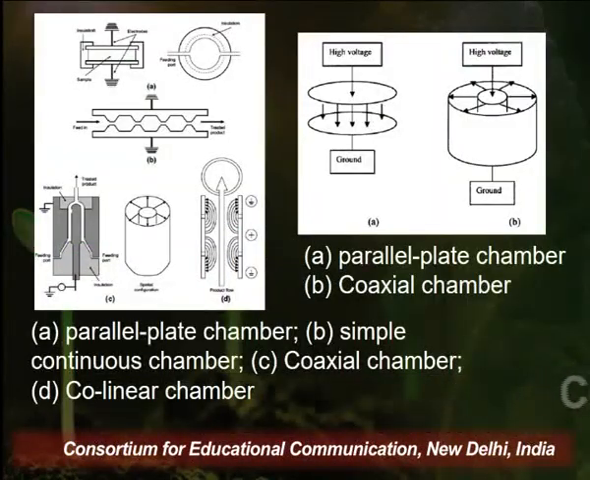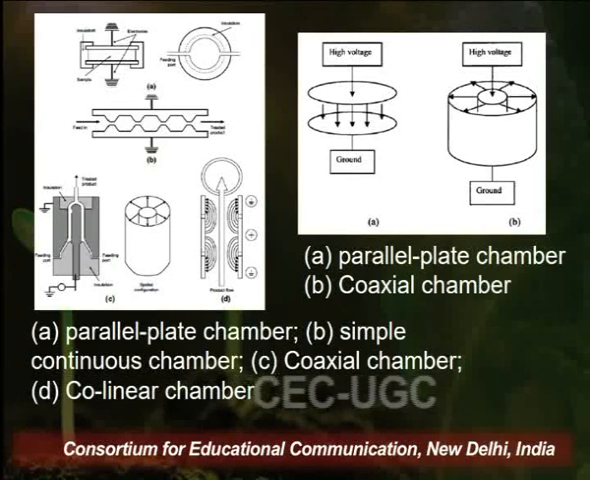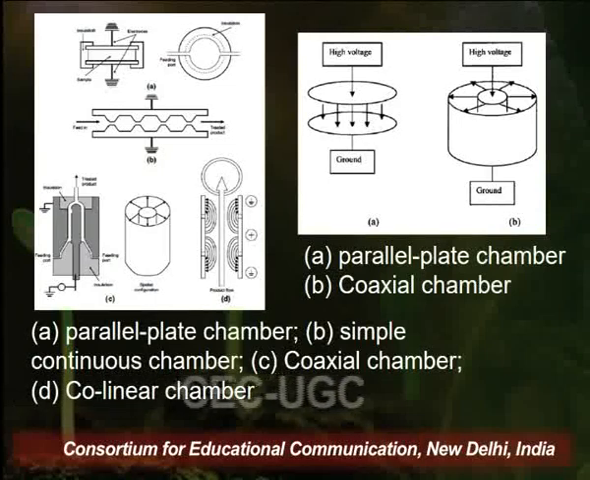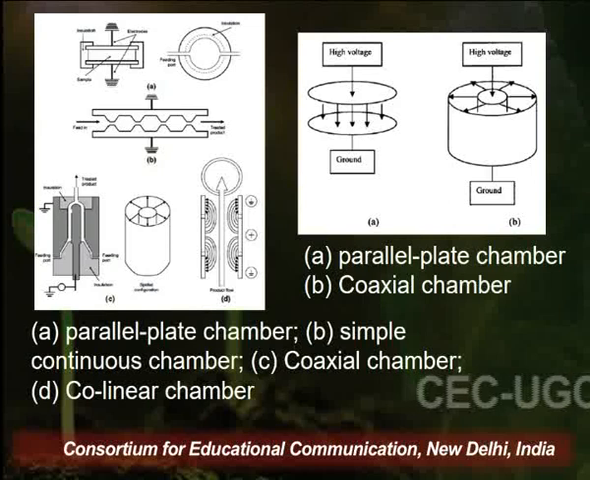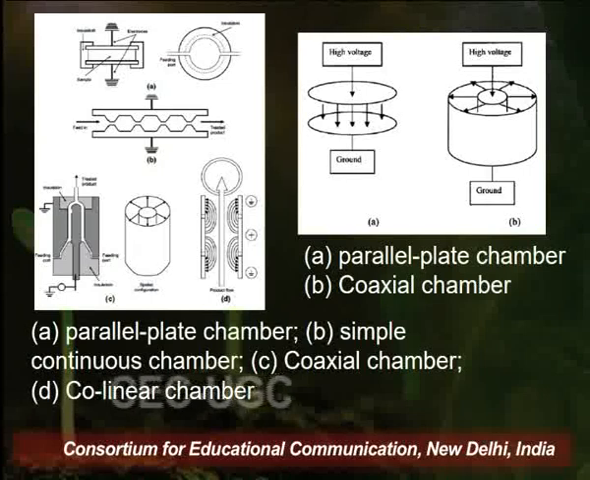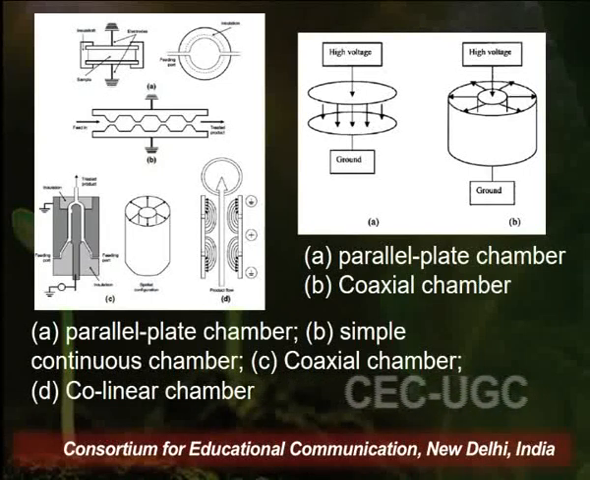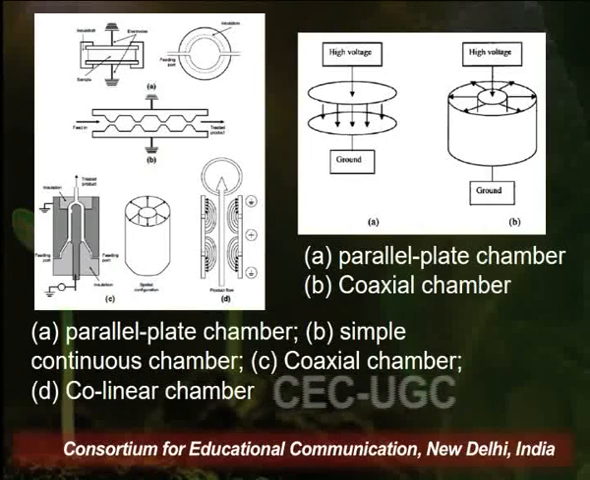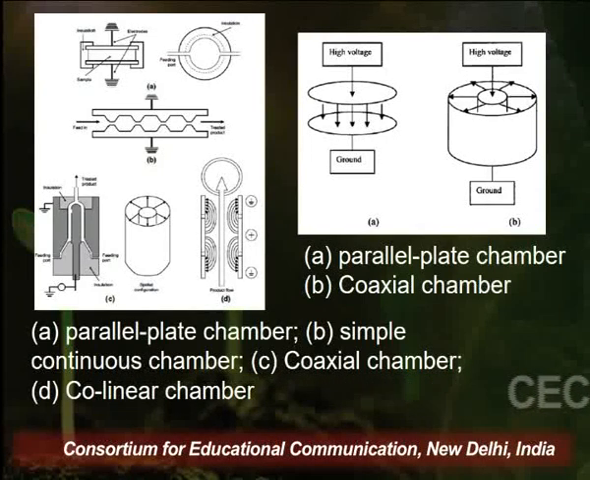Now in this image, you can clearly see different extraction chambers on the basis of the arrangement of the electrodes. On the left side, the first and topmost image is of the parallel plate chamber, wherein the two electrodes are placed parallel to each other. The second, or the B portion in the image, is the simple continuous chamber, wherein the flow of the material is optimized. It enters from one side and exits from the opposite side, and the process continuously goes on. The third part of this image is the coaxial chamber, and the fourth is the collinear chamber.